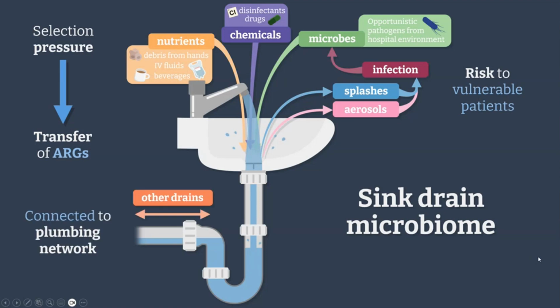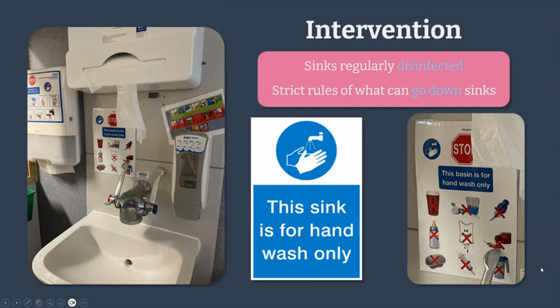And also all the sinks are connected with the plumbing network, and we know that bacteria can move along the drains, so we can get adjacent sinks nearby starting to grow the same bacteria. So there's obviously lots of interventions in place to try and prevent the risk of causing infection from these sinks. Often you'll see in hospitals that this sink is for hand washing only, and that's to try and prevent nutrients going down to allow the biofilm to grow better.